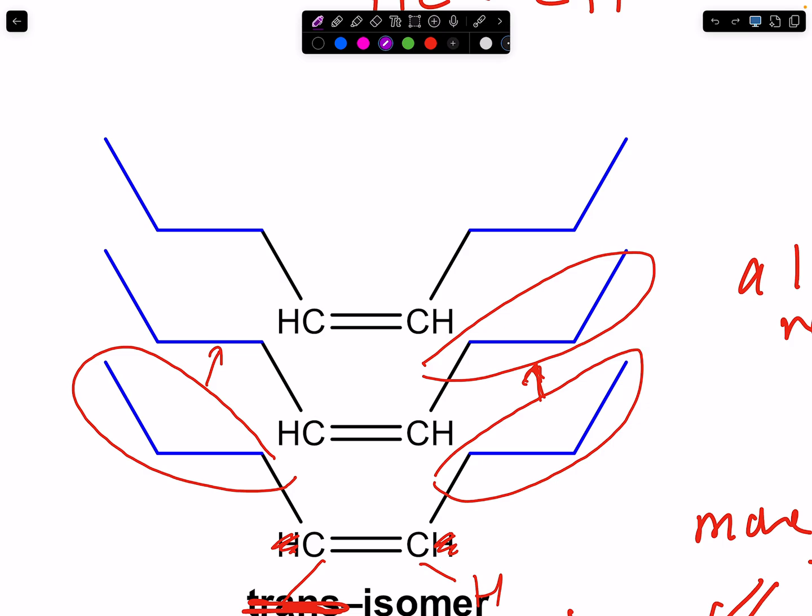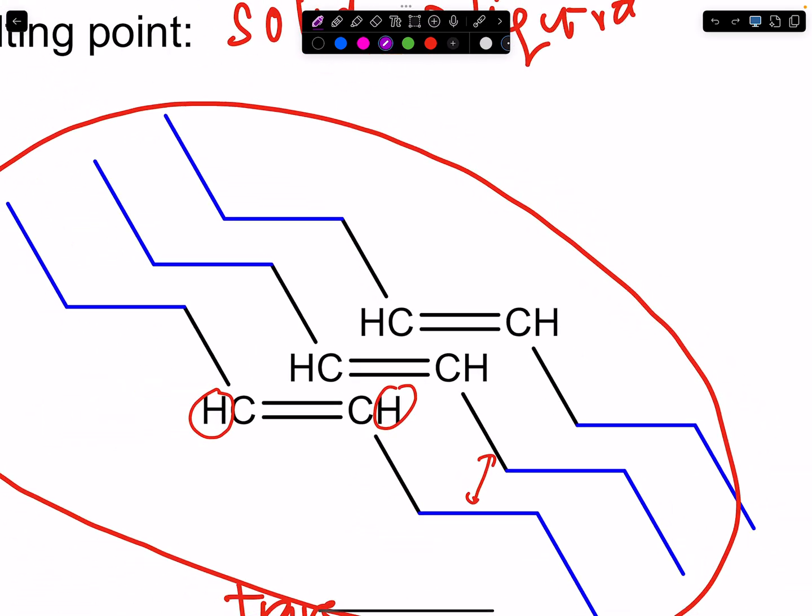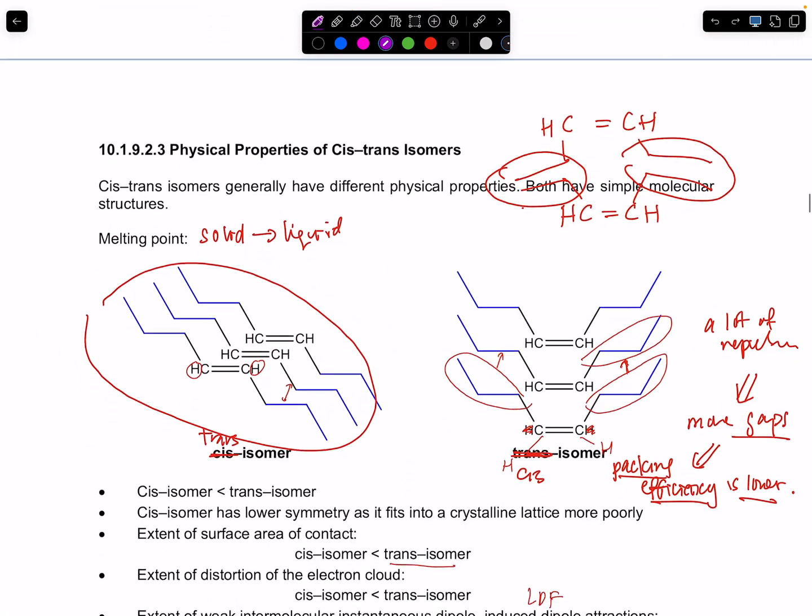Are you all clear? Over on the other side, because the two bulky groups are on opposite sides, when we try to pack them, they will pack a lot better because the hydrogen atom that you see here has only one electron. So the amount of repulsion that they're going to feel with respect to one another will be a lot lesser. So therefore, surface area of contact is greater, hence London dispersion forces are also greater. So in terms of melting point, trans beats cis. Are you all clear? And that is what is written here.